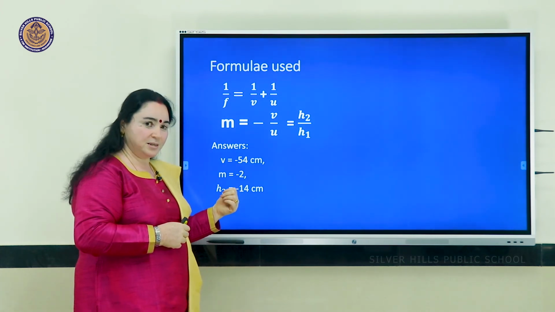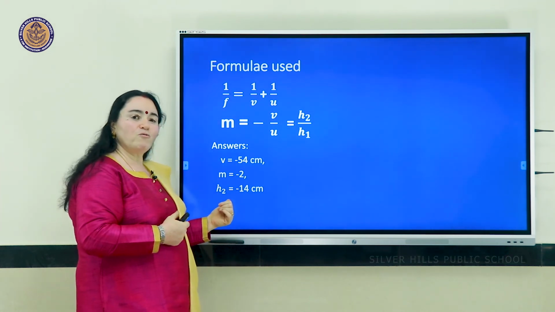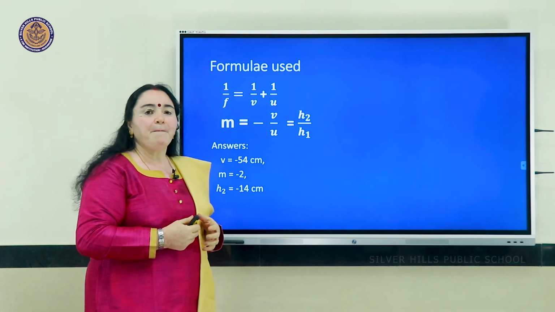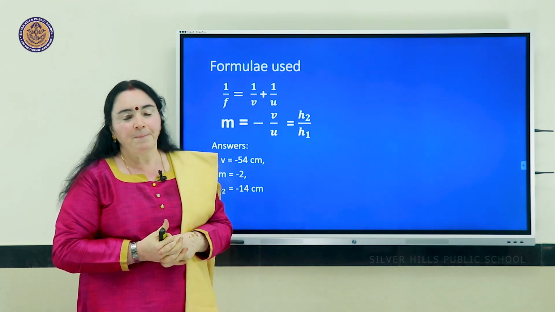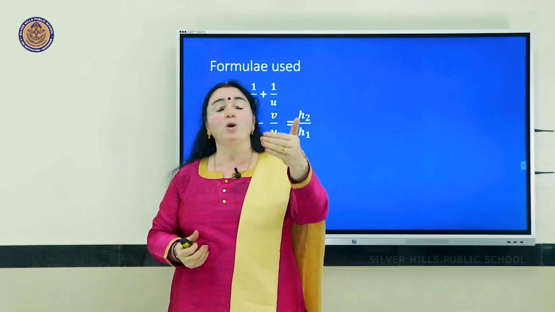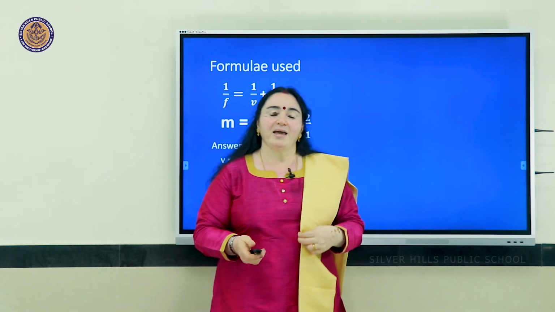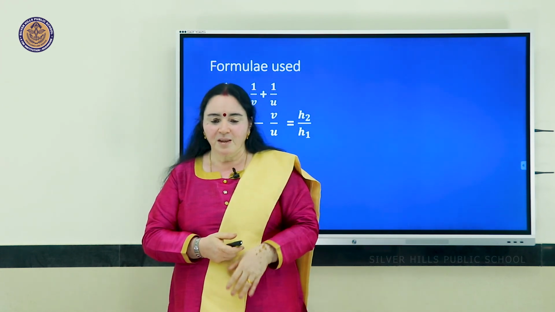Check, there is no unit. The ratio of the same physical quantities, I told you. And height of the image is coming out as minus 14 centimeter, which means that the image is going to be inverted and below the principal axis. So this is what I plan to discuss with you.